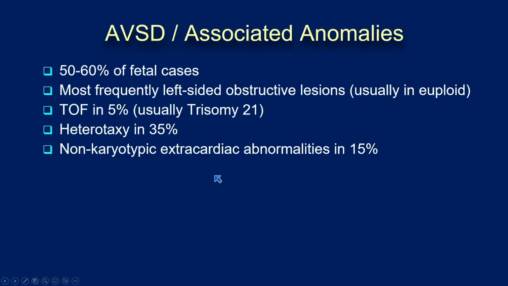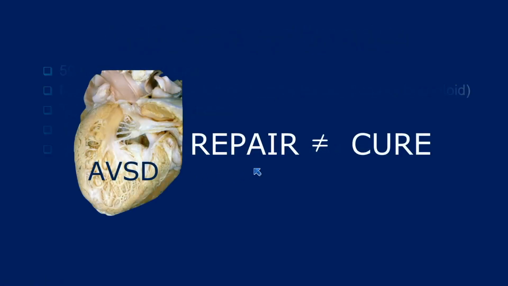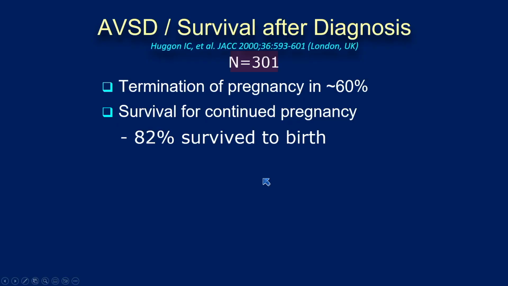Then non-karyotypic extracardiac abnormalities are also relatively common. Finally, a word on the repair. It's not a cure, as you know. This patient needs lifelong follow-up. They have substantial risk of requiring surgeries later in life. Termination of pregnancy in the fetal series, that's the UK. So the UK has traditionally high termination rates, but it's not different from Canada. So, termination of pregnancy: 60% of patients will decide after diagnosis of an AVSD to terminate the pregnancy. But the survival for continued pregnancies is usually good to birth.